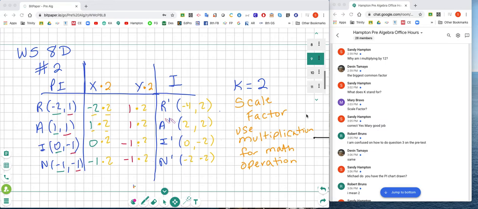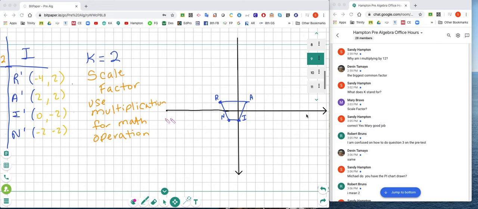So now we're going to go ahead and work on that graph. For our dilation, we're going to graph -4, 2. That's going to be my R prime. 2, 2. That's going to be my A prime. 0, -2 is going to be my I prime. And -2, -2 is going to be my N prime.